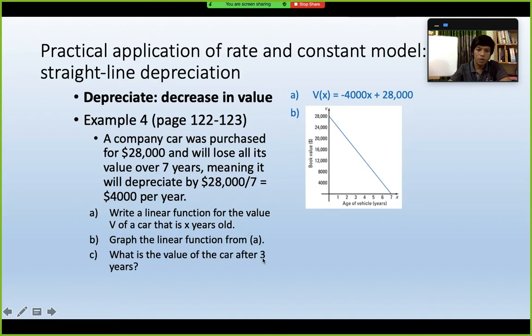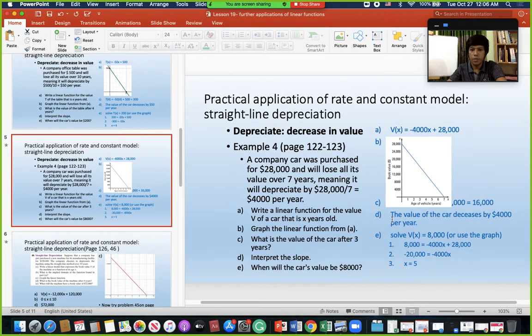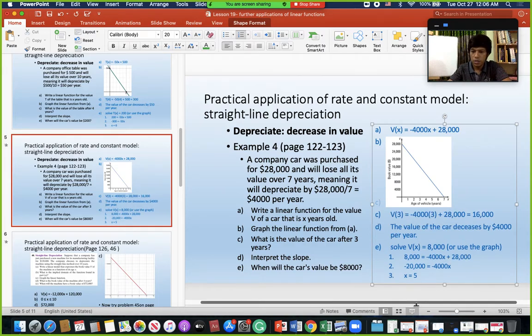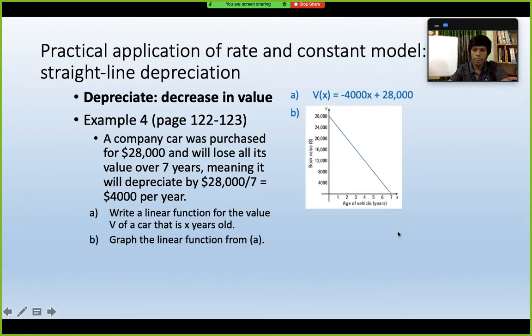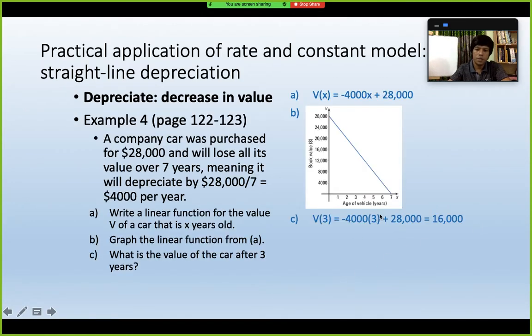Then what is the value of the car after 3 years? That means we have to put 3 here. Oh, I should bring it a bit down. Okay, this is good now. I think you can see it. So after 3 years, we have to put x equals 3, then this will come to 16,000. So $16,000 will be the value of the car after 3 years.